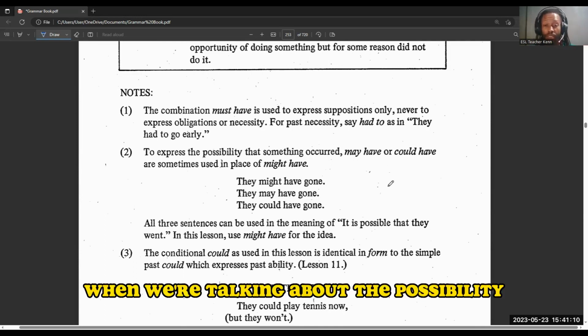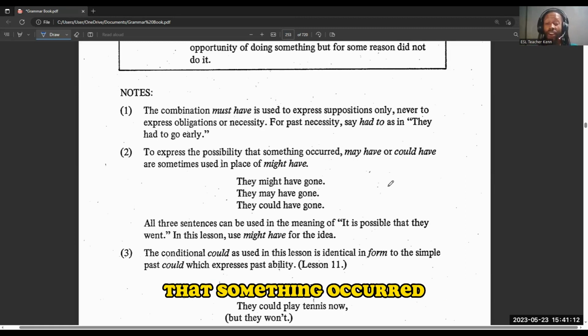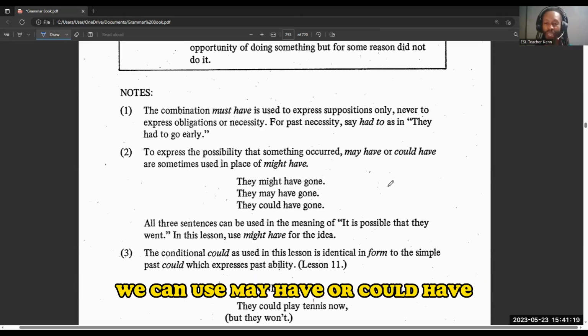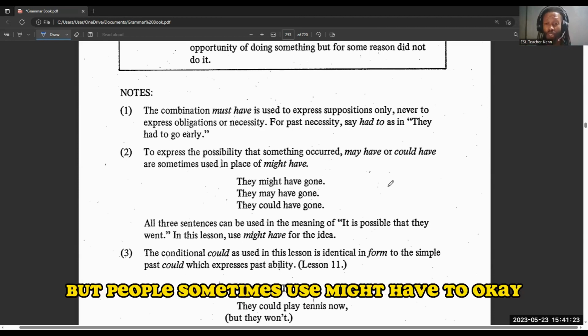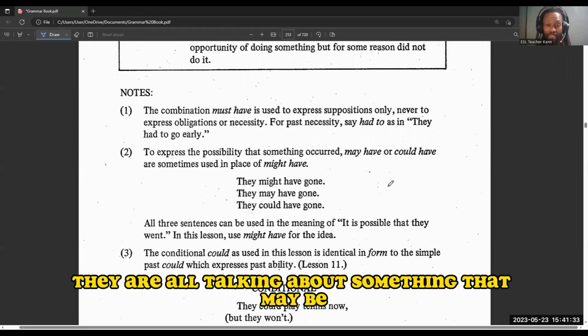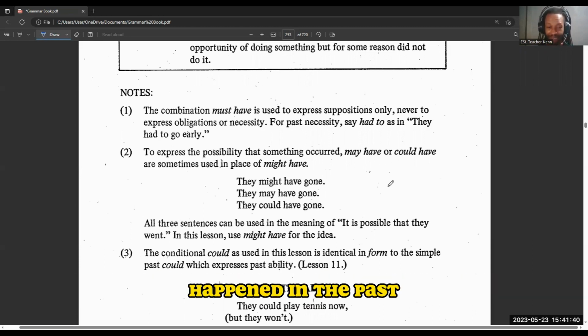When we're talking about the possibility that something occurred, a possibility that something happened in the past, we can use may have or could have, but people sometimes use might have too, okay? So they might have gone, they may have gone, they could have gone. They are all talking about something that maybe happened in the past.